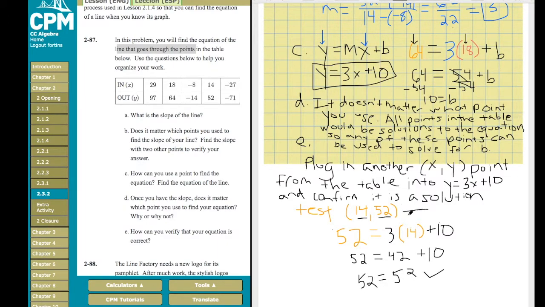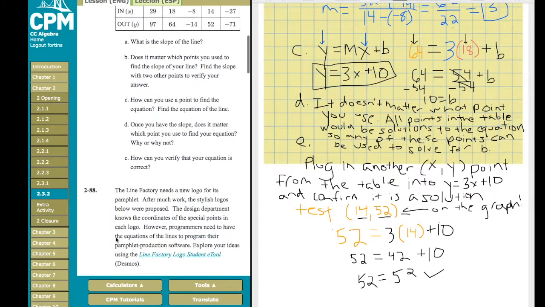So this is on the graph. And we knew it was on the graph, right? We knew it was on the graph, but we know it's now in the solution of the equation too. So we know that our equation is correct. And that's it for problem 287.